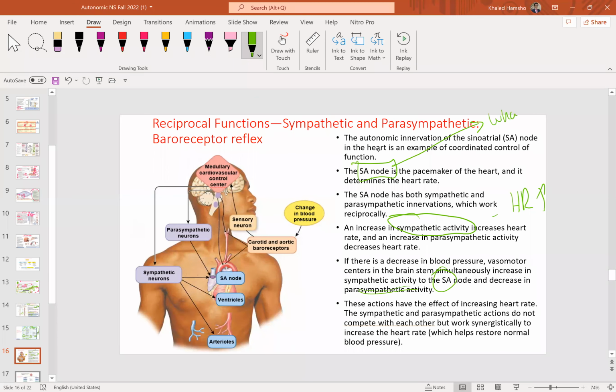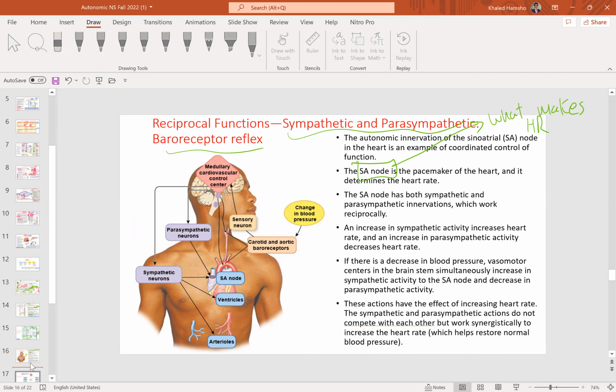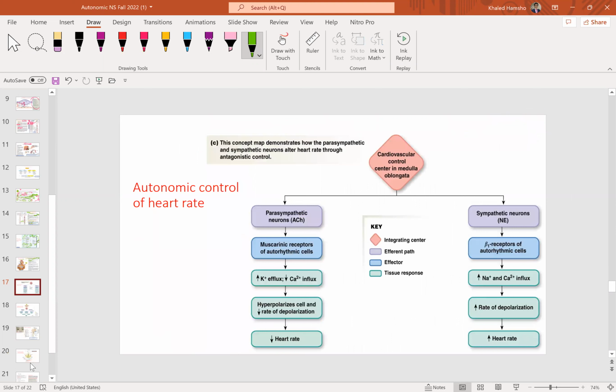When you slow it down, it causes decreased heart rate. When you speed it up, it causes increased heart rate. That's all. This is just an example. You don't need to know much about it. And this is the same thing, by the way, from earlier. It's just telling you the mechanism in which heart rate slows down. You don't really need to know this.